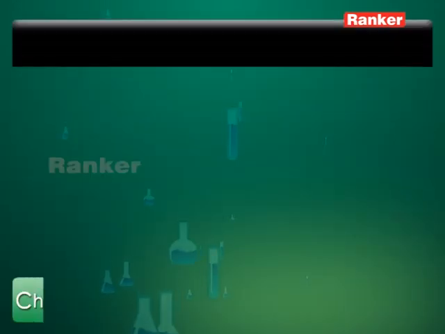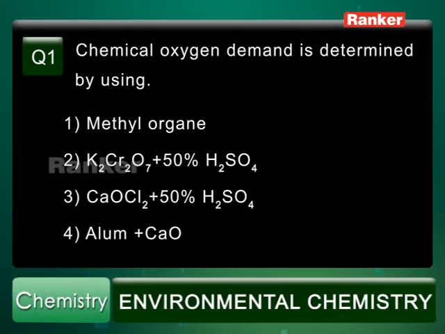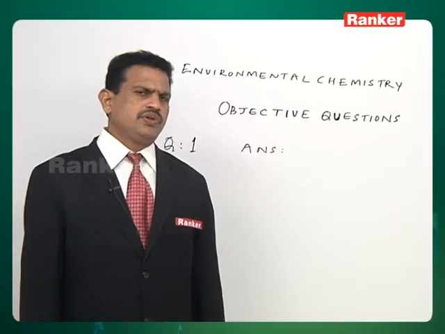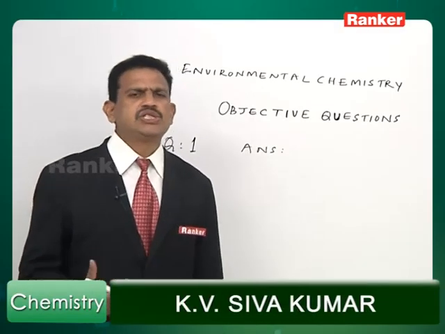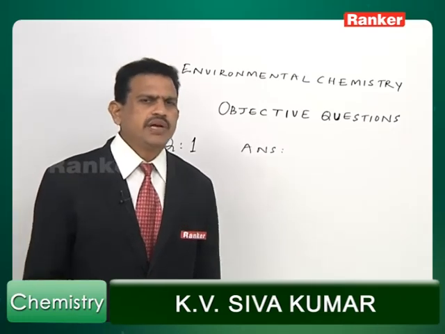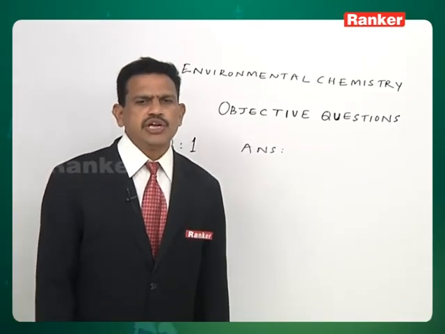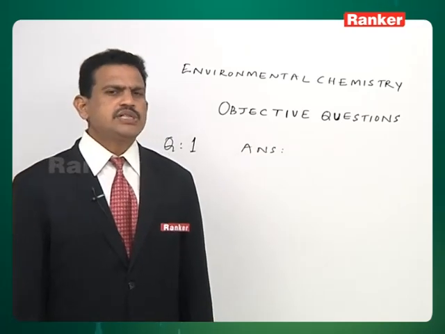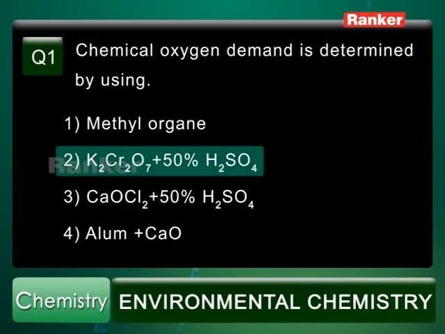Question number 1. Chemical oxygen demand, COD, is determined by using: options 1. Methyl orange, 2. Acidified potassium dichromate, 3. Acidified bleaching powder, 4. Alum and quicklime. So in the laboratories we can test COD levels by using acidified potassium dichromate solution, that is K2Cr2O7 with 50% sulfuric acid. So we can go for option 2.